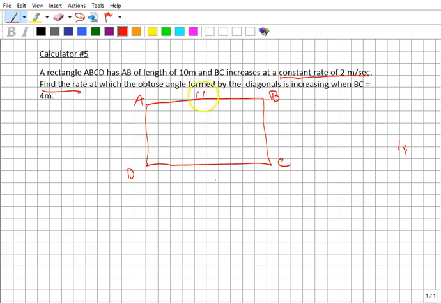Length of 10, I can fill that in. BC is increasing at a rate of 2 meters per second. So I'm going to call BC x. So I know that dx/dt, that's the rate at which it's increasing, is equal to 2.